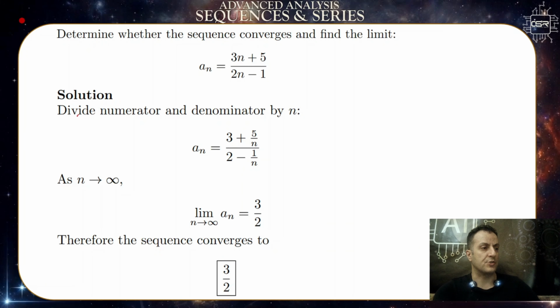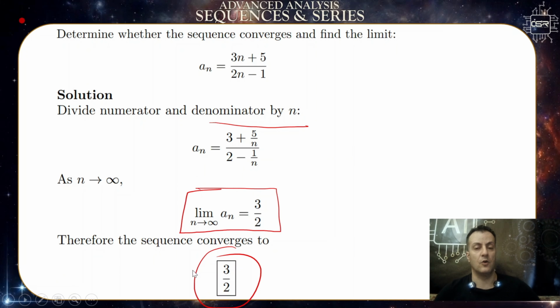So here's the solution. You divide the numerator and denominator by n. So a_n is equal to (3 + 5 over n) divided by (2 - 1 over n). 5 over n and minus 1 over n both approach 0 as n approaches infinity. Hence, the limit of a_n as n approaches infinity is equal to 3 over 2. Therefore, the sequence converges to 3 over 2.